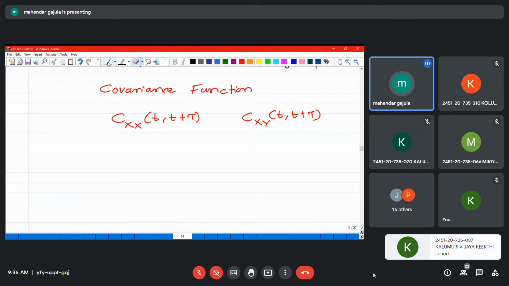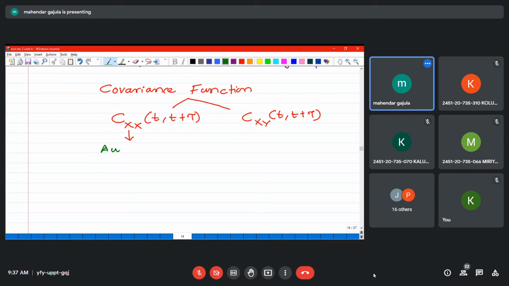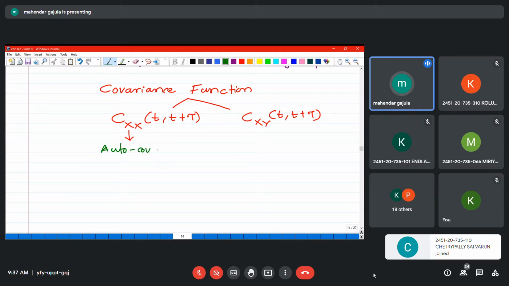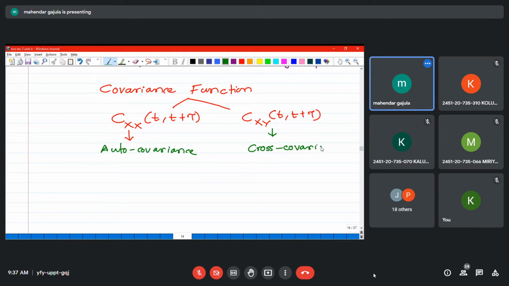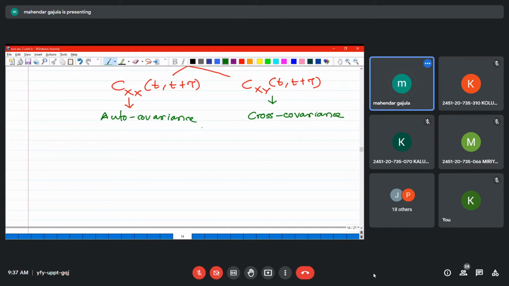Covariance is also of two types, autocovariance and cross covariance. This is autocovariance and this is cross covariance. So autocovariance, how do we write autocovariance?